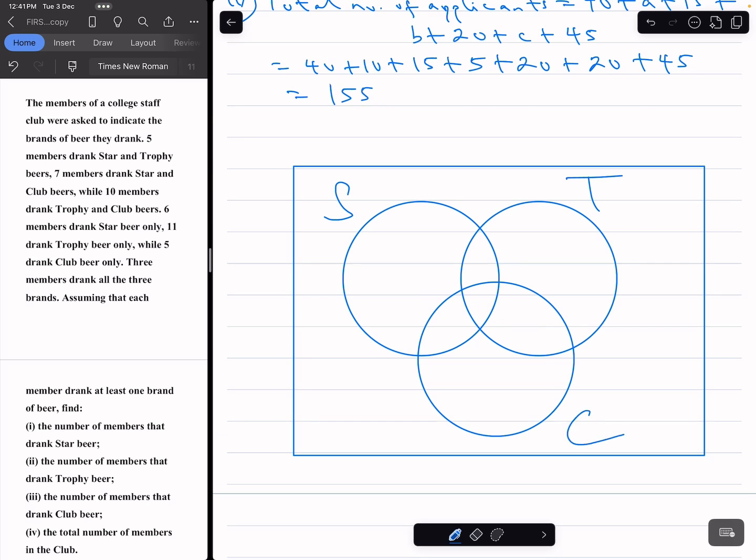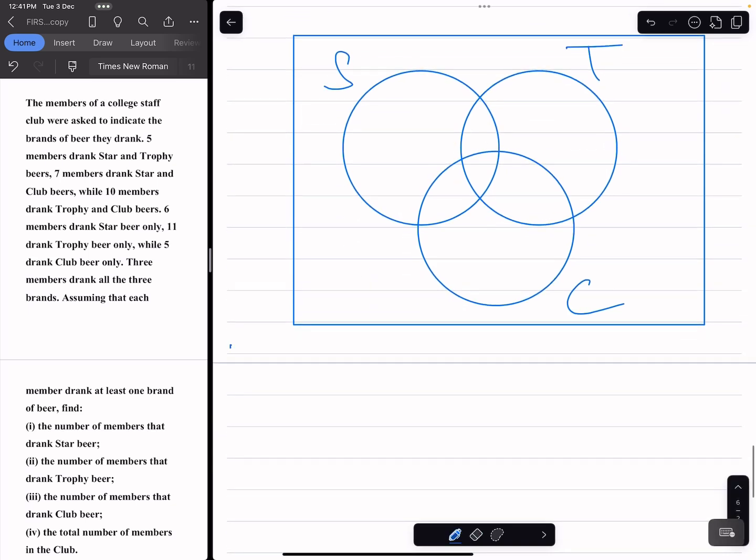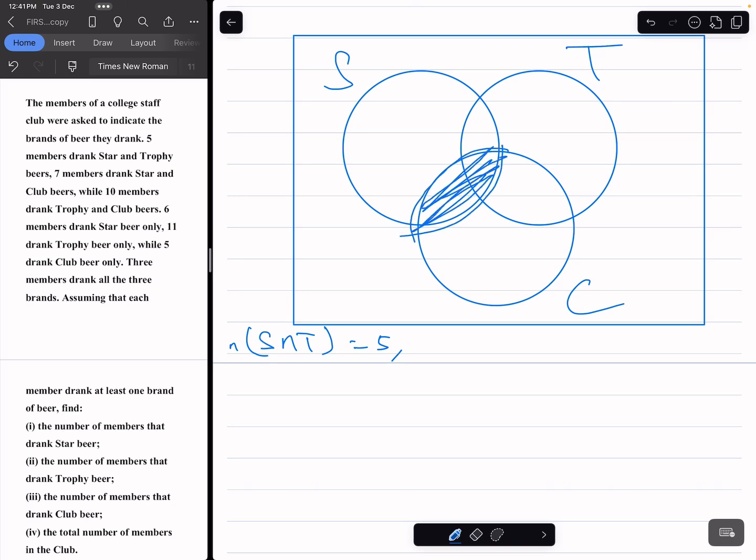Now they said 5 members drank Star and Trophy beer. That means the number of elements in the set S intersection T is 5. 7 members drank Star and Club beer. This is Star beer and this is Club beer. The whole of the people here are 7.